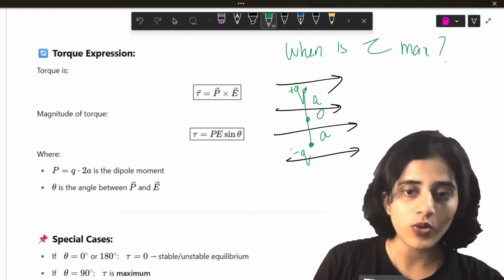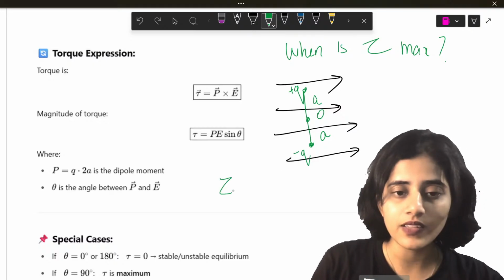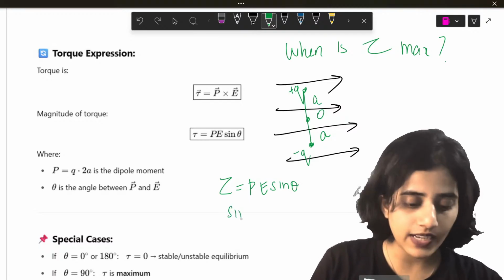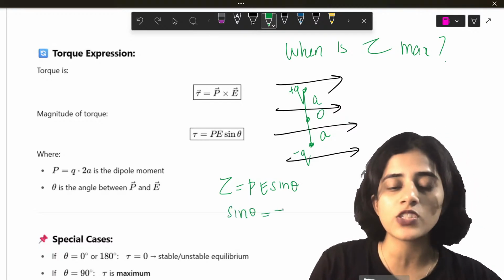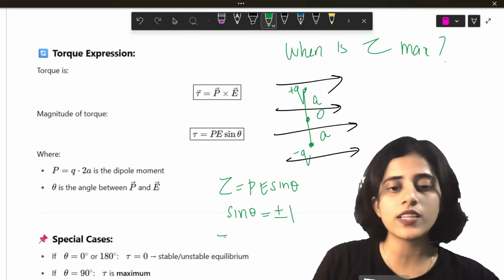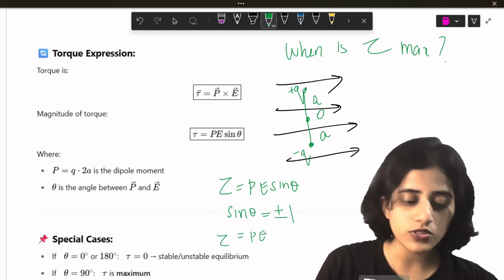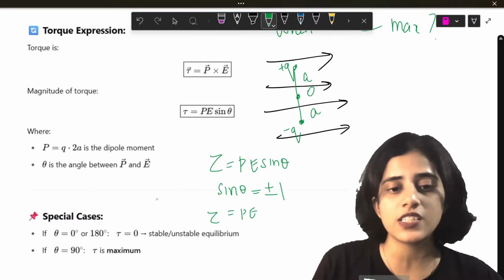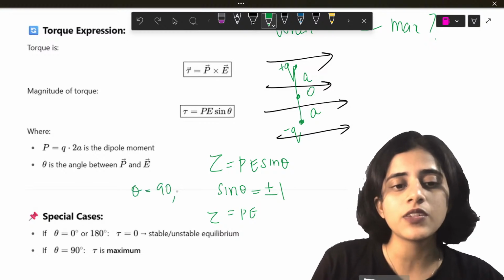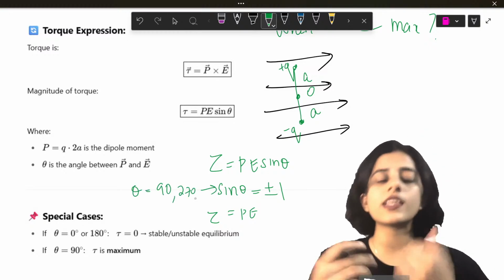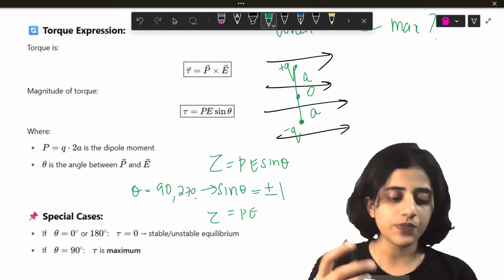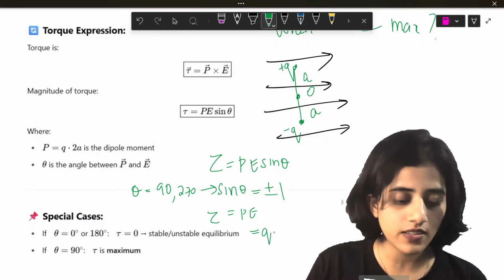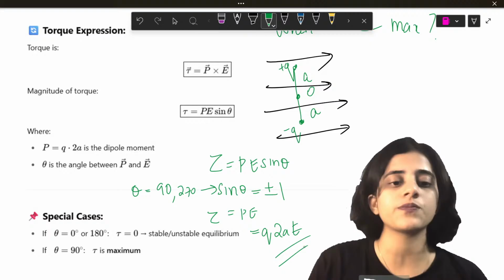So here, what is the angle? What is sine theta? Torque is equal to PE sine theta. For sine theta to be maximum, it has to be plus or minus 1. Only then torque will be PE. So when will sine theta be plus or minus 1? When it is 90 degrees or 270 degrees. So theta should be 90 or 270. Only then sine theta will be plus or minus 1. So torque will be PE, which is basically Q into 2A into E.